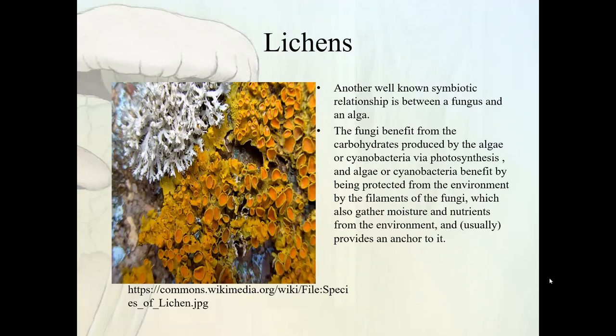Okay, so lichens. Everybody knows about lichens. You see them everywhere. Another well-known symbiotic relationship between a fungus and an alga. It actually involves different bacteria too. As they started sequencing lichens, they found that it's not just two organisms, sometimes three or four. So that's all new stuff. The fungi benefit from, again, the carbohydrates produced by the algae or cyanobacteria via photosynthesis.